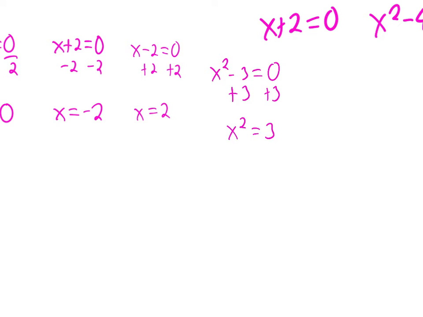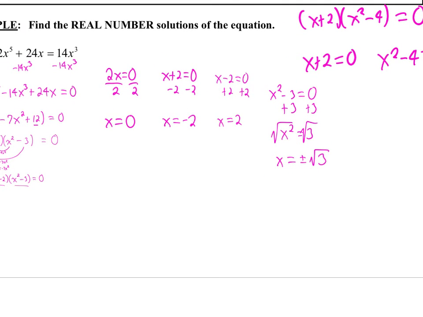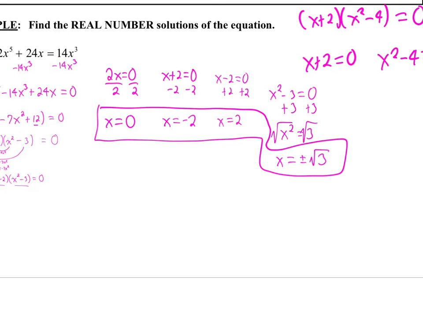Now how do I solve for x? Well, I need to take the square root of both sides. I'm going to get x equals. Now we've got to be careful. We took the square root of x squared, so we need plus or minus square root of 3. So these are our final answers for this problem. These are all solutions that cross the x-axis, the x-intercepts, okay?